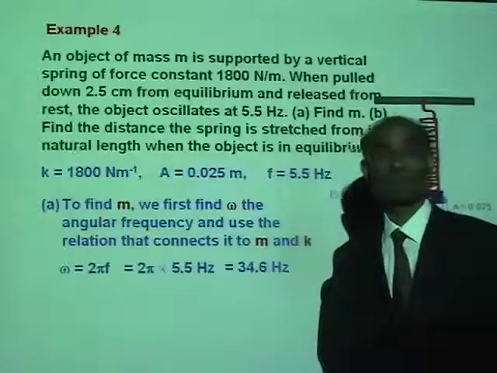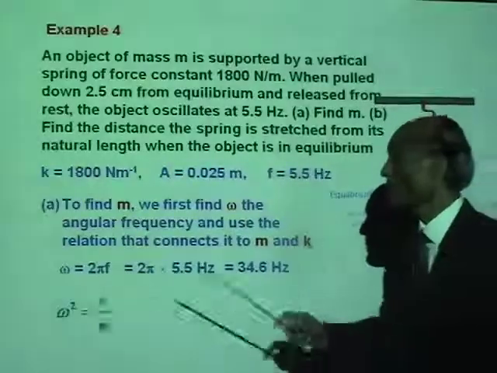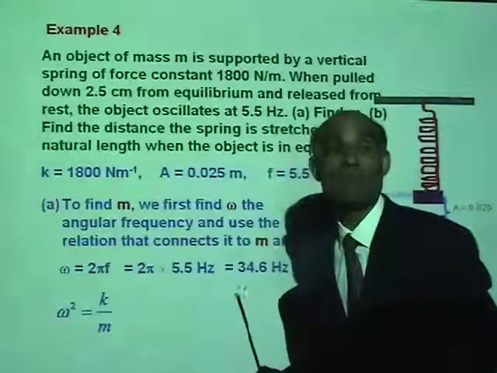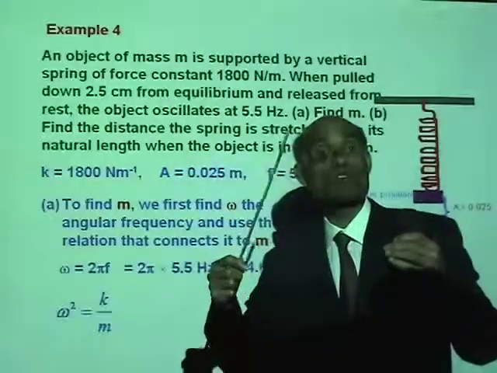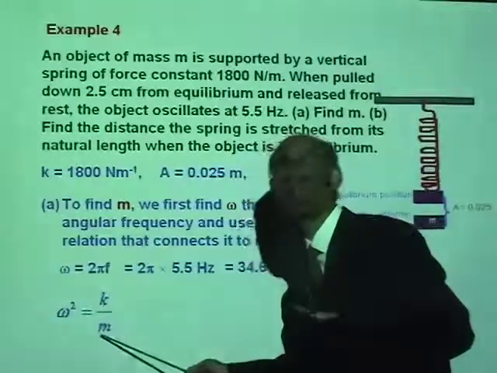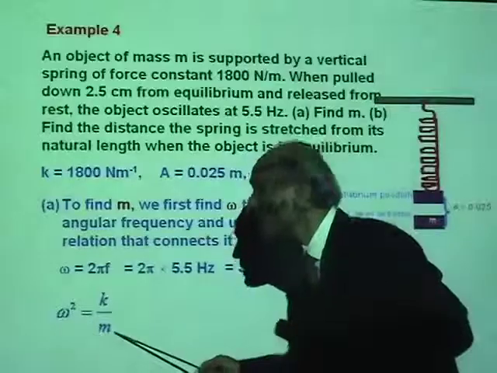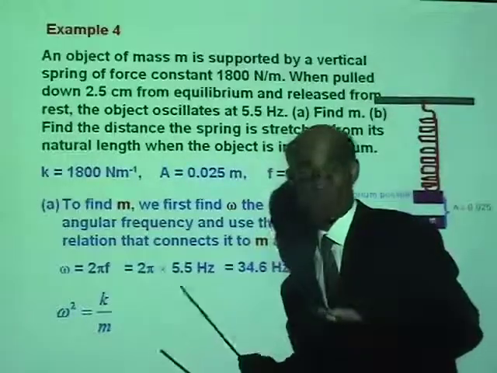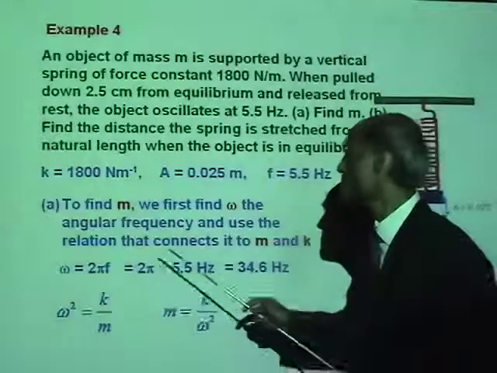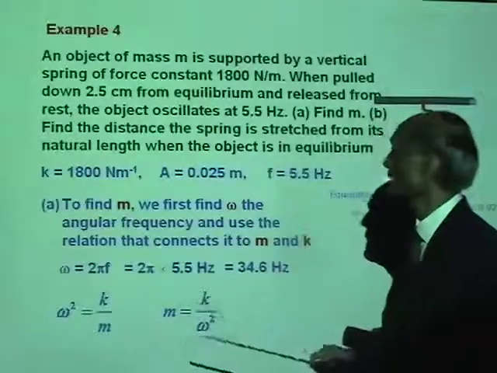34.6 Hertz. And now we write omega squared equal to K over m. Omega equal to square root of K over m. Omega squared is K over m. Now we are looking for m. So solve for m. What is m equal to? M equal to K over omega squared.